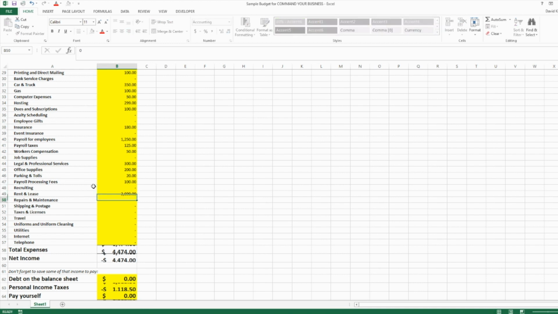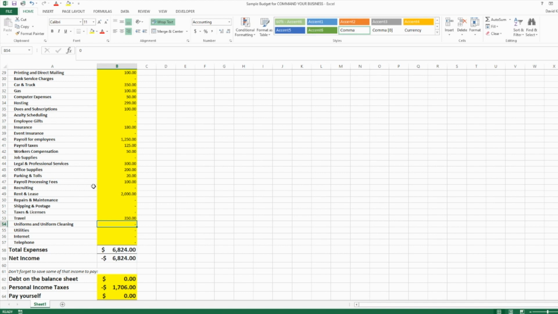My rent is $2,000 a month. No repairs and maintenance on the property itself, I'll leave that blank. Shipping and postage, I don't think I need anything there. Taxes and licenses, none that I'm aware of. Traveling, let's say maybe on average, seems light, $350. We do have some conferences and things coming up.